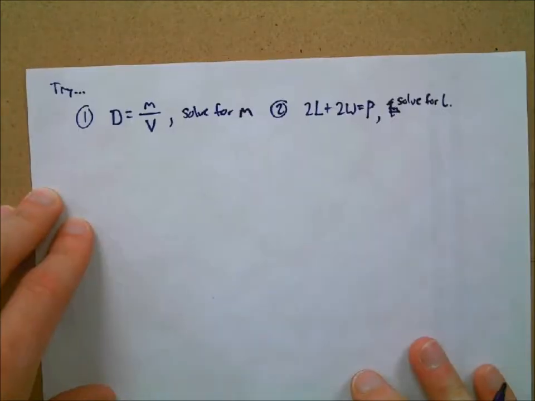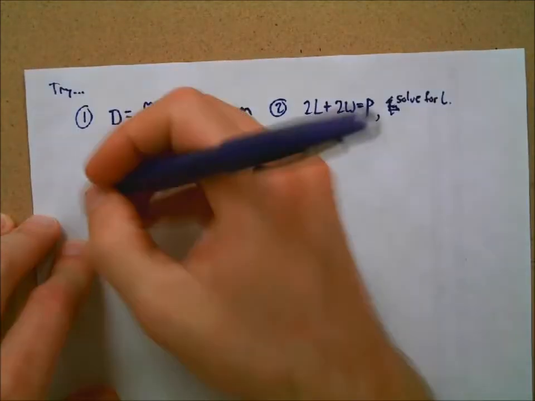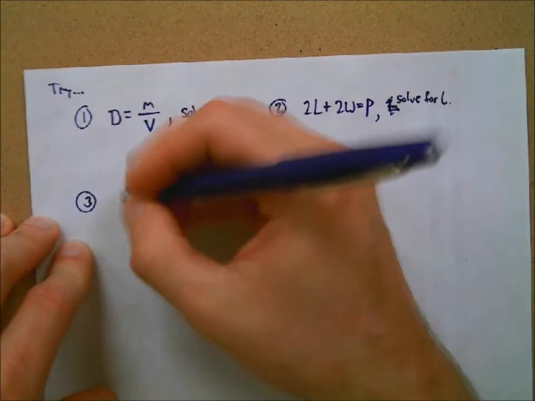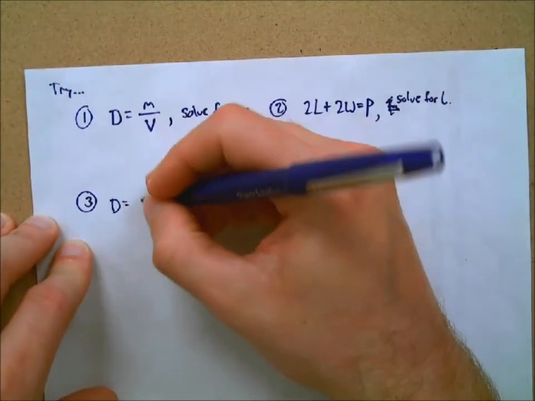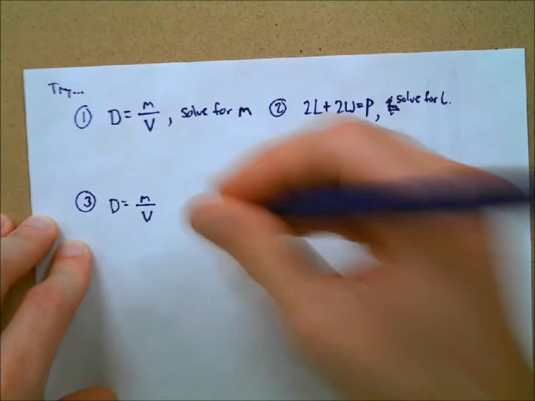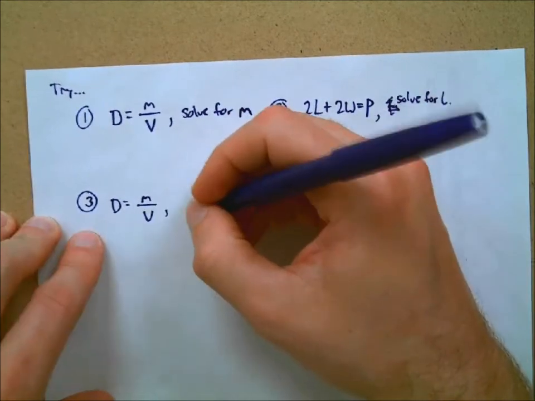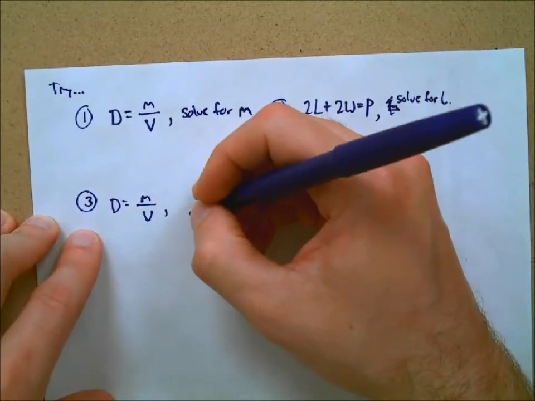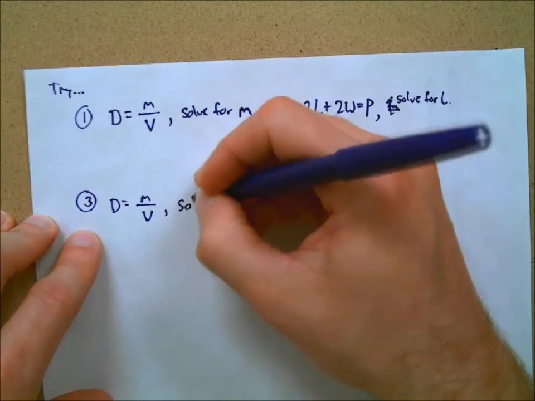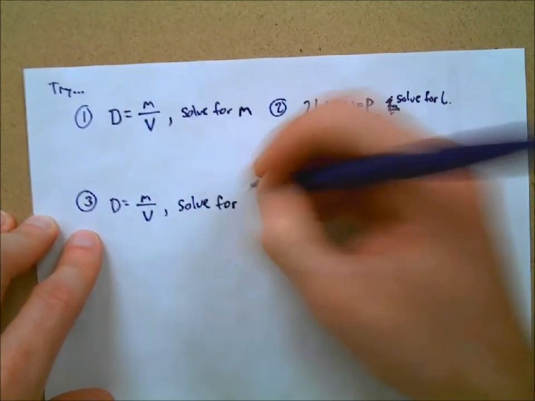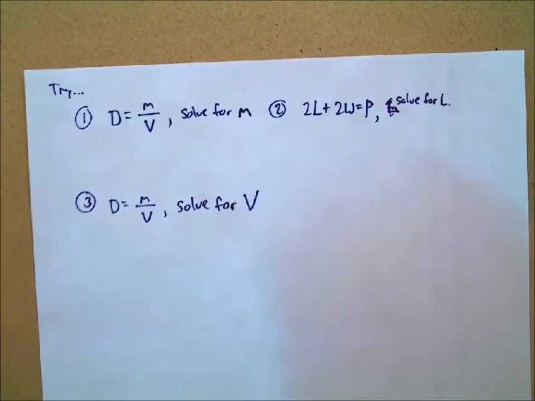Back on the screen. Okay, and I'll do a third one here. I'm going to give you the same density equals mass divided by volume, but I'm going to ask you instead to solve for V. And that one's going to be a little bit trickier, so if you get stuck on that one, that's okay. Give it a try. But at least try 1 and 2.